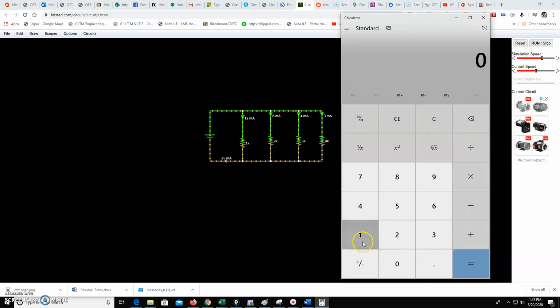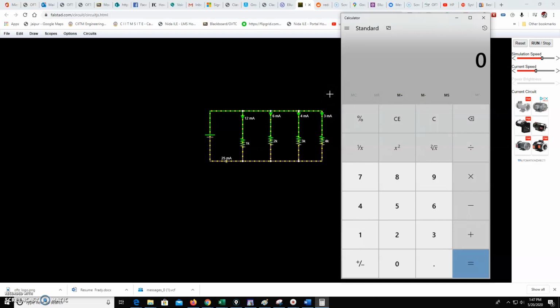So we'll divide 12 divided by 0.48 K equals 25 milliamps. So there we go. Ohm's law holds true, and look at the differences in the current. 12 milliamps through this guy, 6 milliamps through here, 4 and 3, and they add up. 12 plus 6 is 18, plus 4 is 22, plus 3 is 25. So it all adds up.